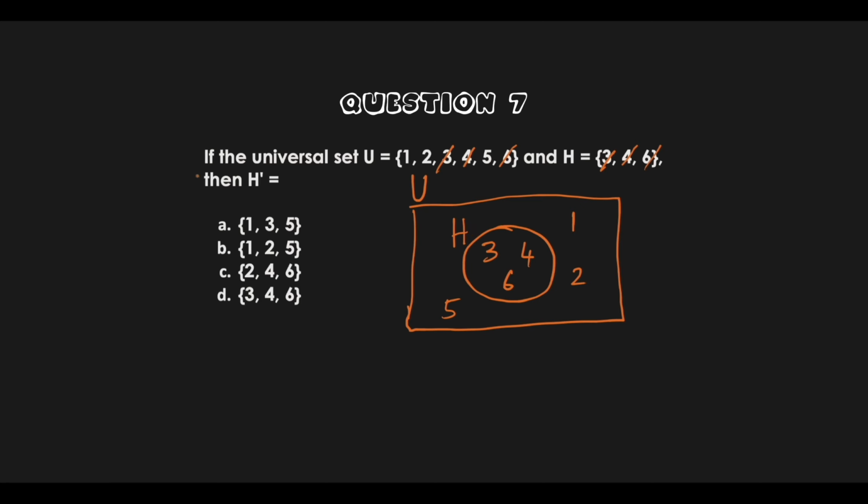So the question says H complement. This apostrophe means H complement. In other words, what is outside of H? So based on this, you can see that 1 is outside, 2 and 5. So therefore, our answer here is this. Those are the only digits that are outside of this circle here.